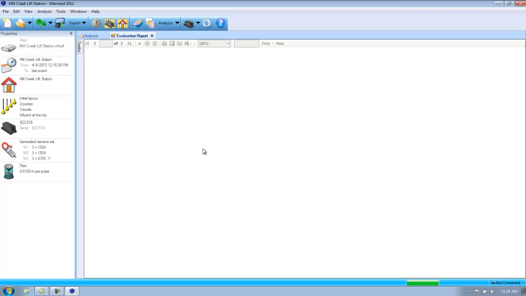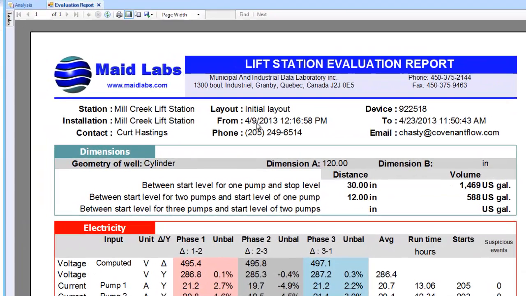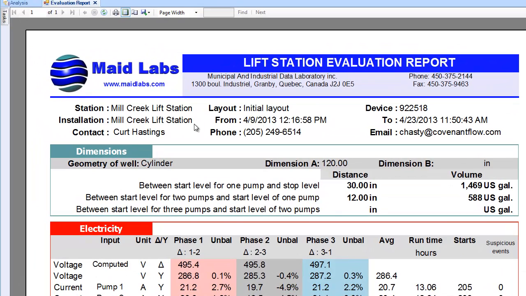I'm going to go on to the evaluation report. The evaluation report gives me a snapshot of everything that's taken place within the station and evaluates it. It has the beginning to the end of the data that we're going to be looking at. Remember, we set that up in the properties. So this is the file, how long the file is. It's about 2 weeks worth of data.